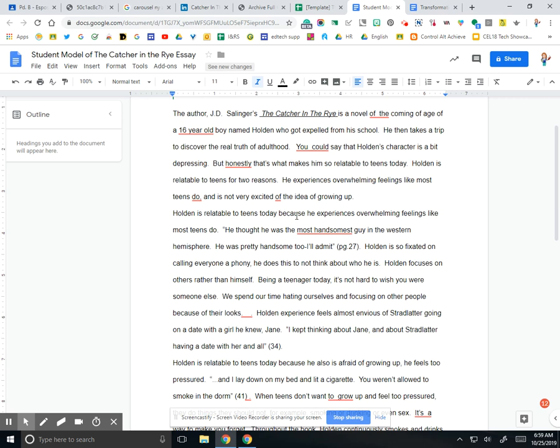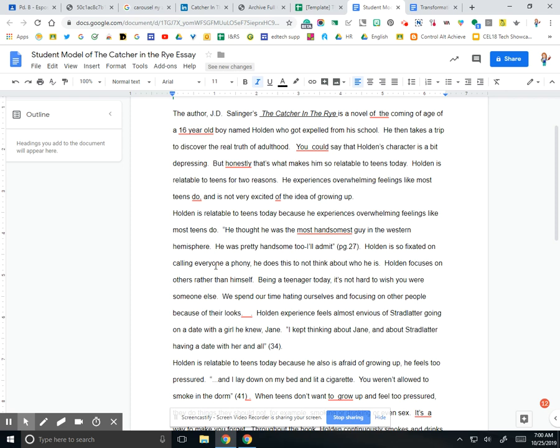Moving on to my topic sentence of my body paragraph. Holden is relatable to teens today because he experiences overwhelming feelings like most teens do. So that's my first reason for my thesis statement. I jump right to my quote, and I think I was supposed to set it up a little bit more. So I probably should introduce what was happening here because it's a little confusing how it jumps right to the quote.